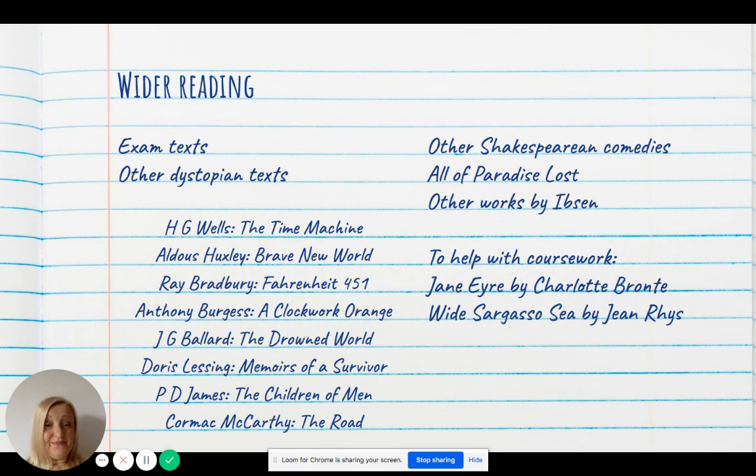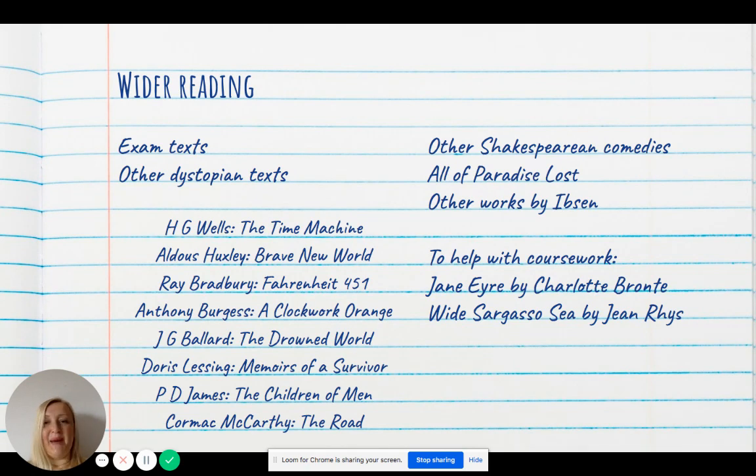What else could you do? You can read other Shakespearean comedies. You can read all of Paradise Lost. We study books 9 and 10, but there are more. And you could read other plays by Ibsen. You might want to read, for example, Hedda Gabler. And thinking ahead to that coursework, it's a really good idea because we are studying a play which is about the novelist Jean Rhys. Read her novel, Wide Sargasso Sea. And Wide Sargasso Sea is a novel that gives the prequel, if you like, to Charlotte Bronte's Jane Eyre. There's a lot to do there.